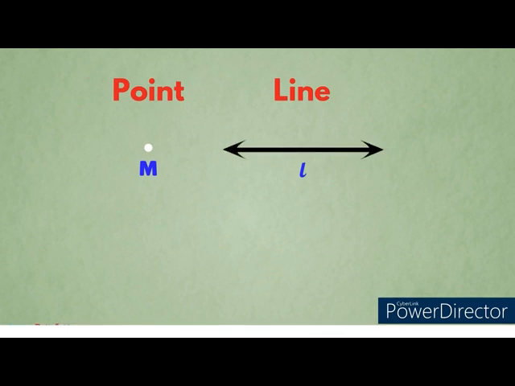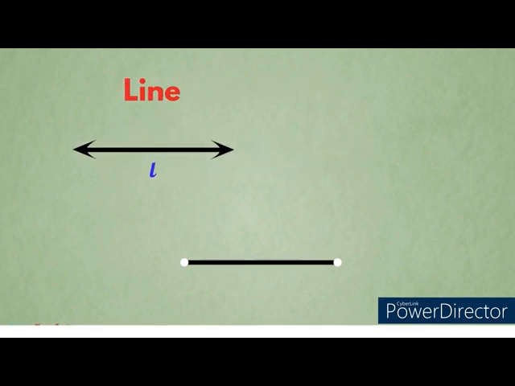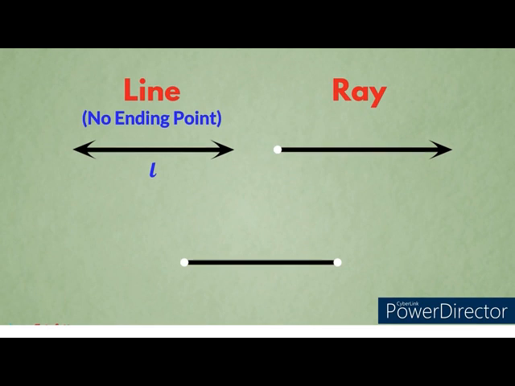And we can say that if you put a series of points and join them together endlessly, that is called a line, and we mark it as L. It has two arrows growing towards both directions, which has no endings. And if you put one point at one end, and the other side keeps growing, that is called a ray.